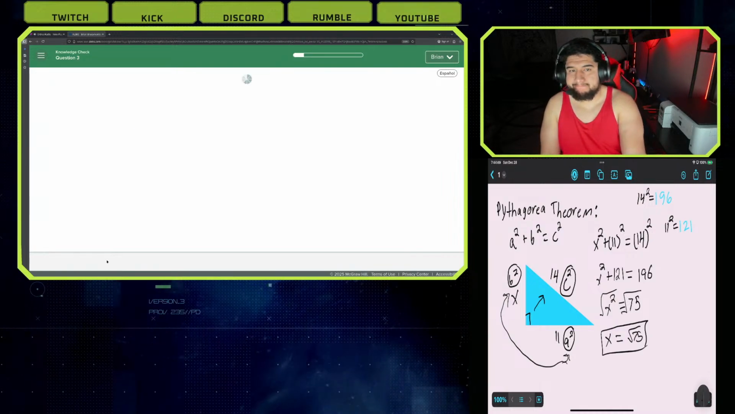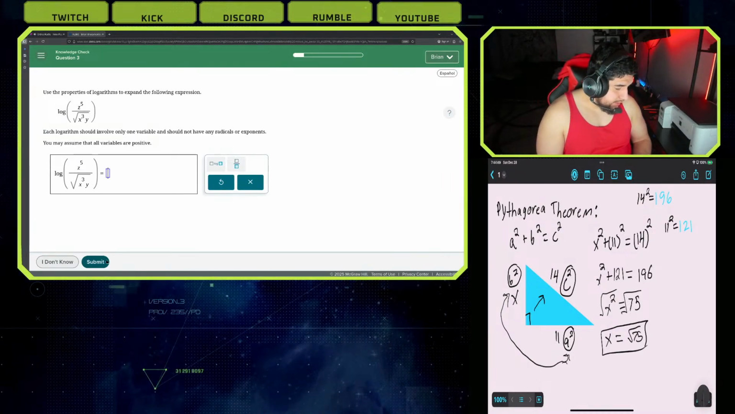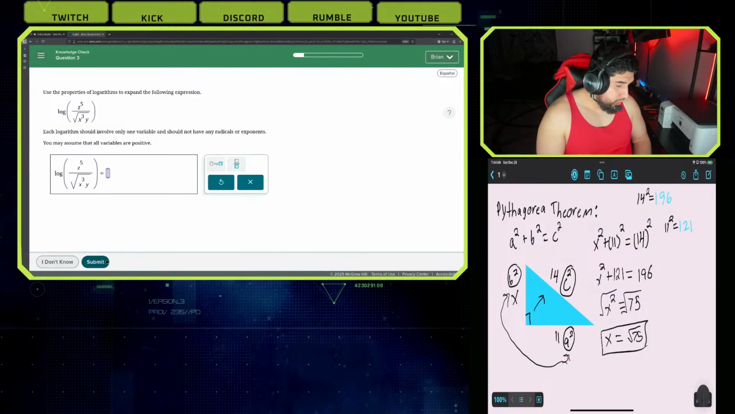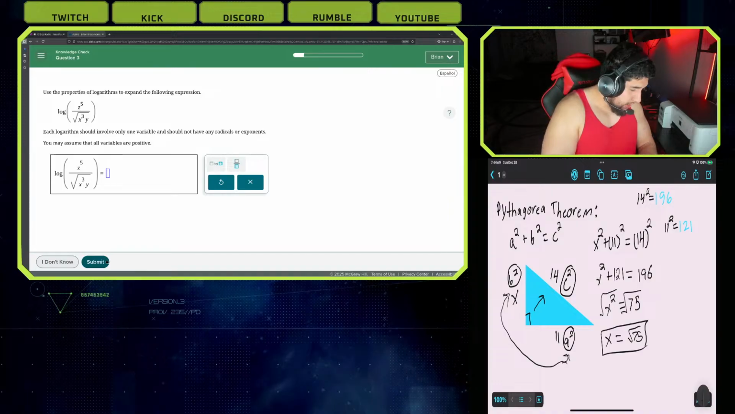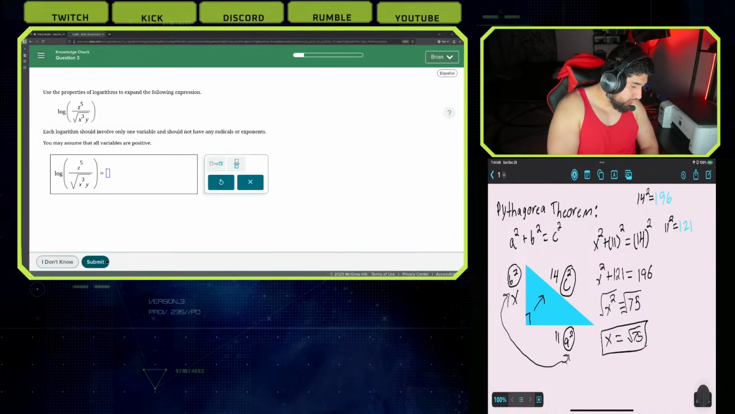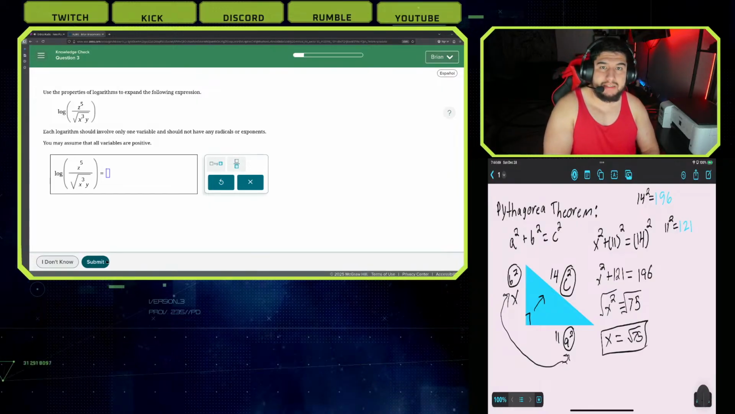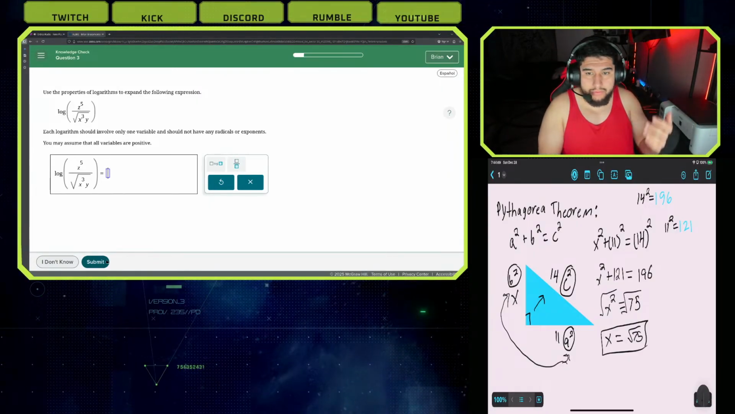Submit. And then 8.66 is smaller than 14, which is good. That means it's smaller than the hypotenuse. It's the smallest side, so it is smaller than 11. 8.66 is smaller than 11, so it all checks out so far.